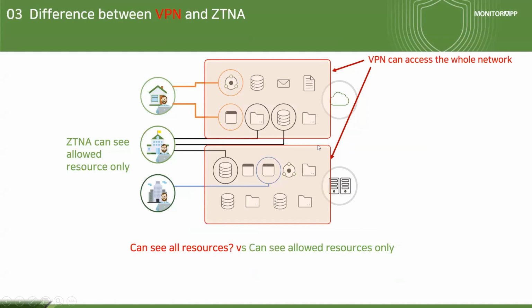As you can see, if you access the VPN, then you can access the whole network like this. But in GTNA, you can see only allowed resources in advance. So even if you know the IP address, it's impossible to ping. You can only see the allowed limited resources. That's the biggest difference between them.